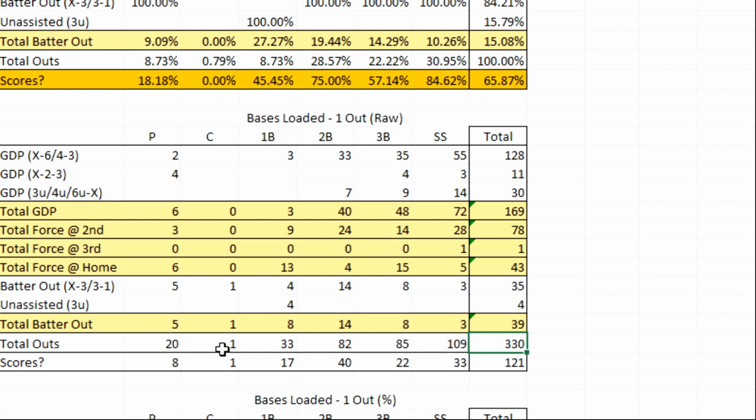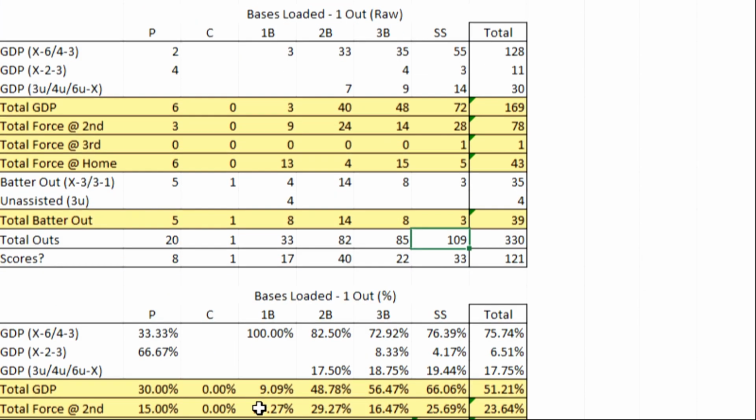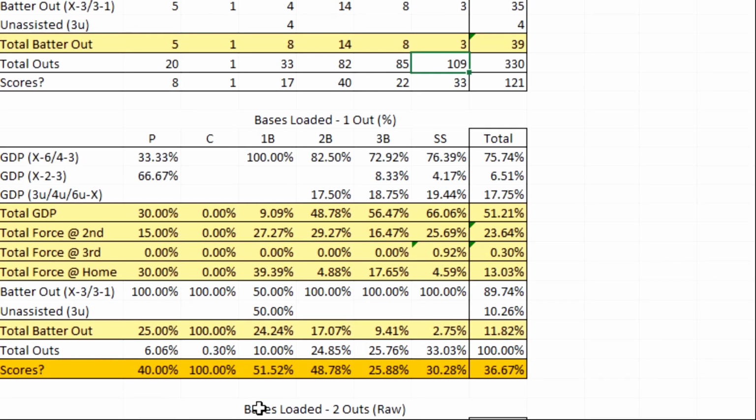Again, with the bases loaded, the catcher's staying close to home, so there was only 1 play where the catcher fielded the ball with the ball hit in the infield. 20 to the pitcher, 33 to first, 82 to second, 85 to third, and 109 to short. So let's take a look at those percentages. And let's really focus on the difference between the corner infielders and the middle infielders in this case.